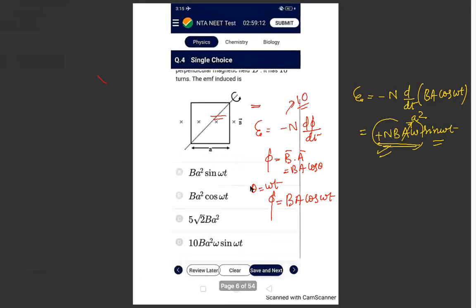So the final answer is N, where N is the number of turns, that is 10. So we can directly write it down as 10 BA square omega sine omega t. So the final answer is option D.